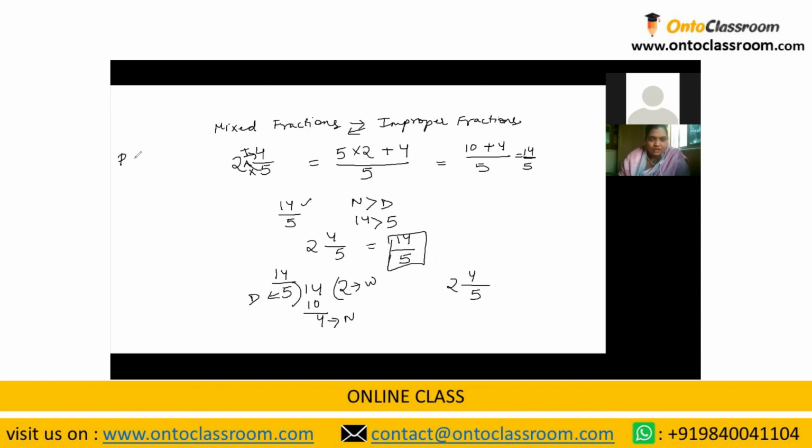Let us recapitulate. Proper fractions, we have learned, are those where the numerator is smaller than the denominator, for example 4 over 5. Improper fractions, suppose 5 over 4, are those where the numerator is greater than the denominator. And then mixed fractions are those where we have a whole number, suppose 2, and then we have a fraction, 1 over 5. This is the fraction part, and this is the whole number.